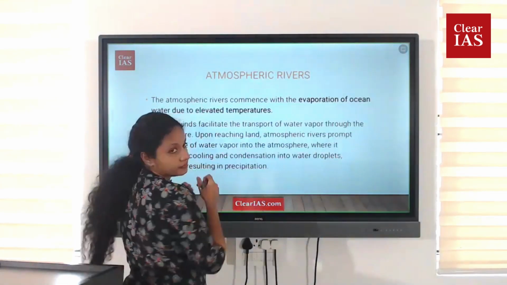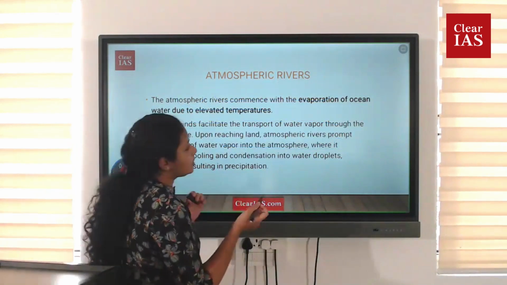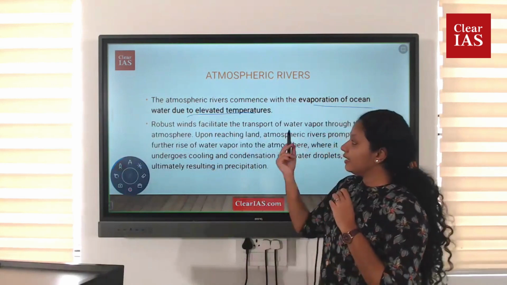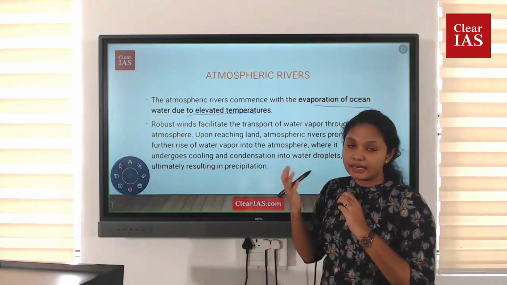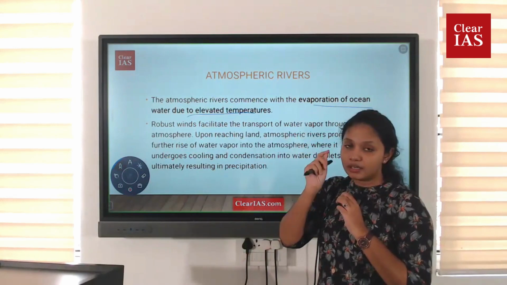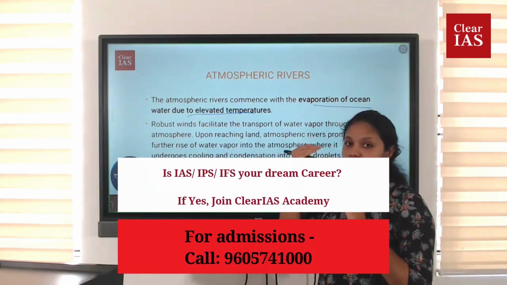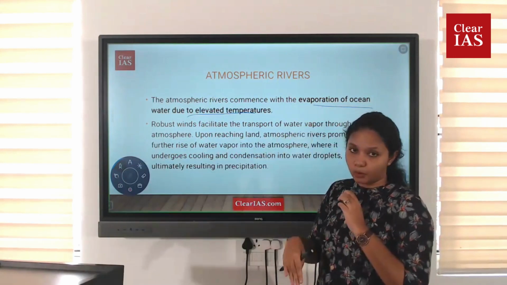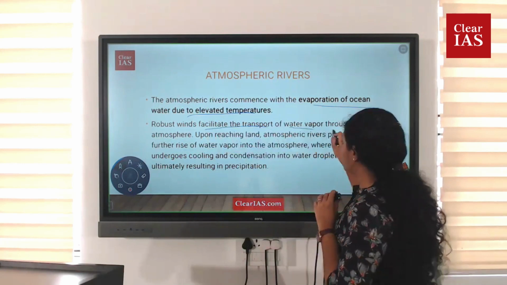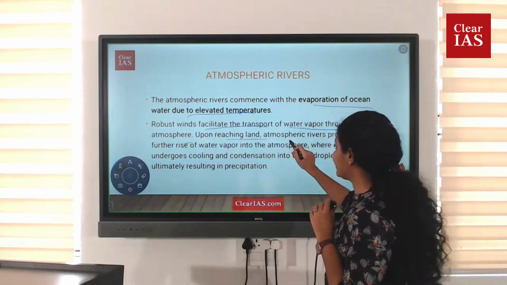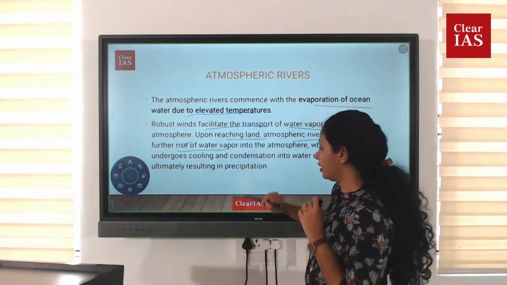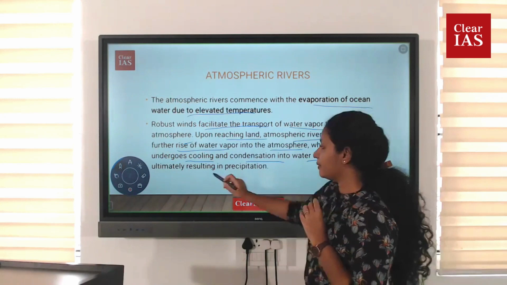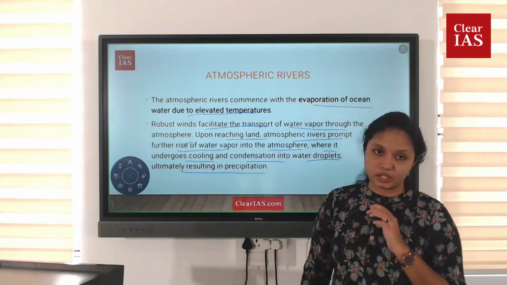Okay, clear? So atmospheric rivers commence with evaporation of ocean water due to elevated temperatures. When temperatures get high, there will be increased evaporation, which ultimately leads to increased deposits of water vapor in the atmosphere, and eventually to condensation and gradual downpouring of the water. Robust wind facilitates transport of water vapor through the atmosphere. Upon reaching land, atmospheric rivers prompt further rise of water vapor into the atmosphere, where it undergoes cooling and condensation into water droplets, ultimately resulting in precipitation.